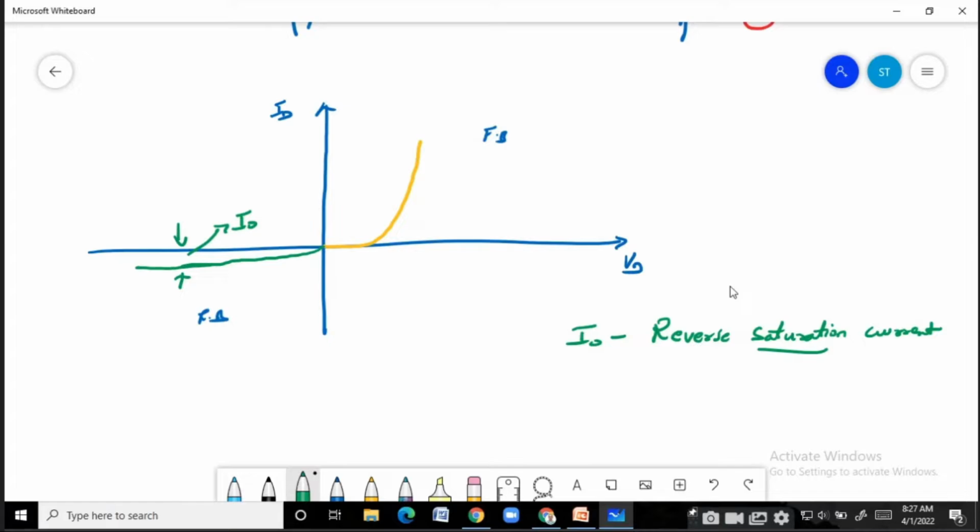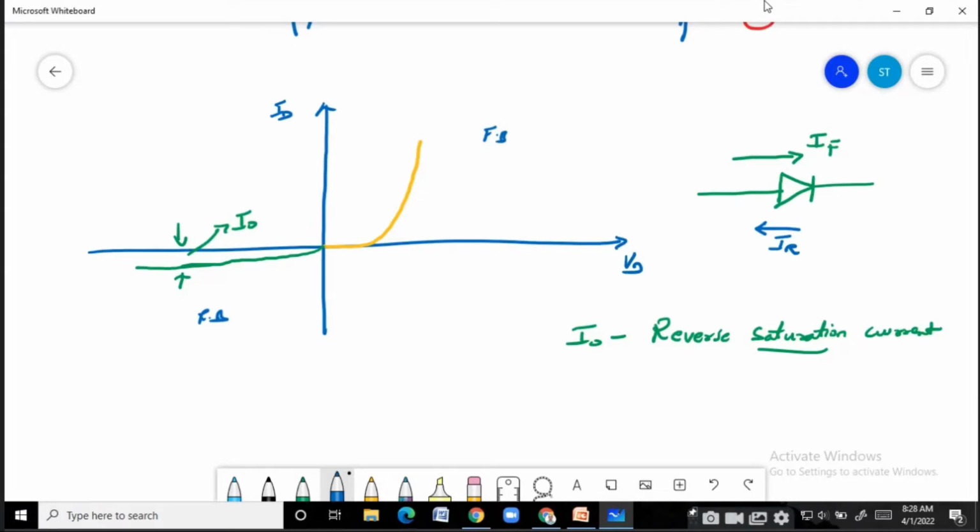As the name suggests, this current is flowing in the reverse direction. Whenever we look at a diode, this is the direction of the forward current. Whenever a diode is forward biased, this is the direction of the current, and whenever the diode is reverse biased, this is the direction of the current. It is a reverse current, moving opposite to the forward current, and that's why we call it reverse current. And why saturation? Because its magnitude is getting fixed. It cannot increase further, so it's called the reverse saturation current.